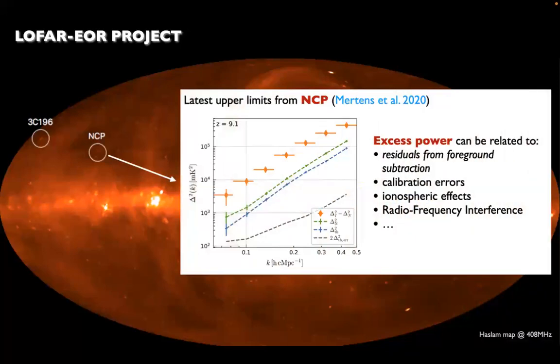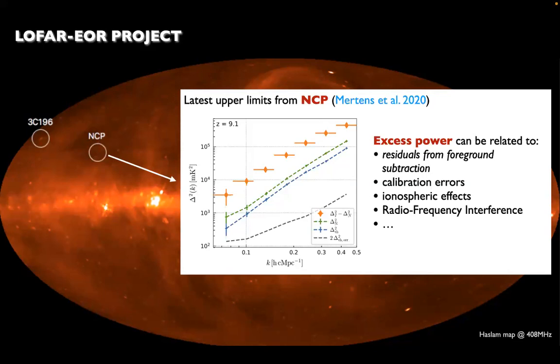And in 2020, the latest upper limits were published from the NCP field. And here is where the problem started, because I told you that we are aiming to detect, let's say, the noise. So we want to set upper limits on the noise of the instrument. And the noise here is the green line. But the upper limits that we are seeing, so the values, are the orange points. And we have an excess power. So we are a few factors higher than the noise. And we are trying to understand what is the reason for it.